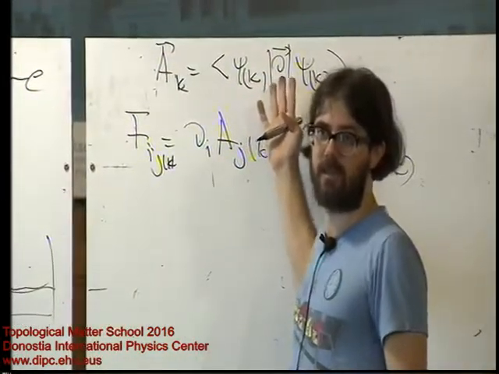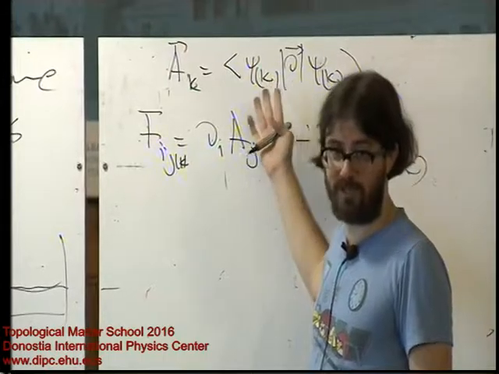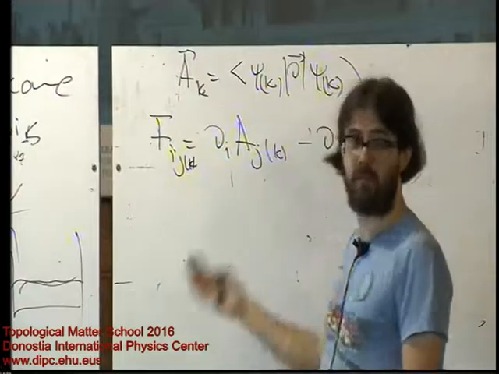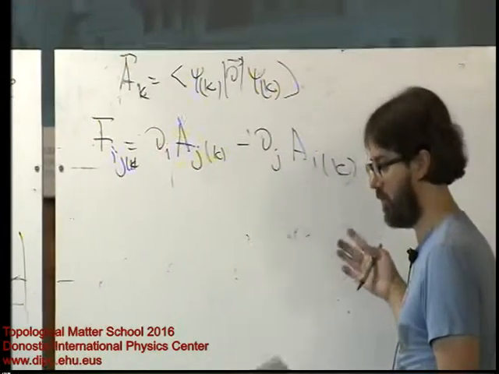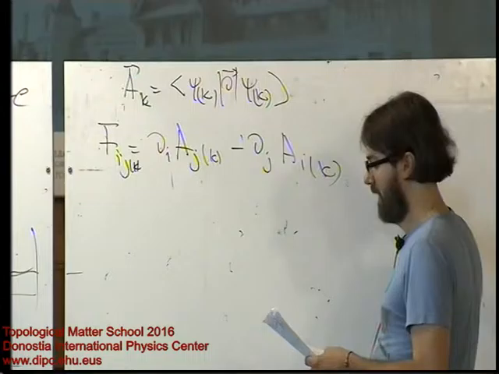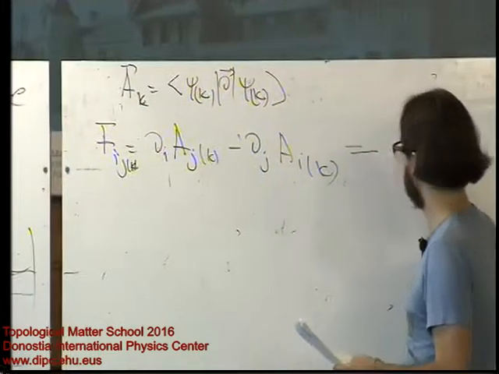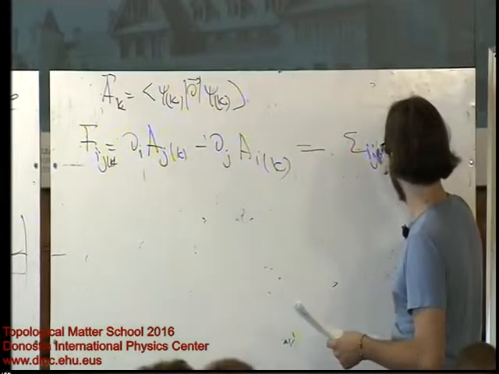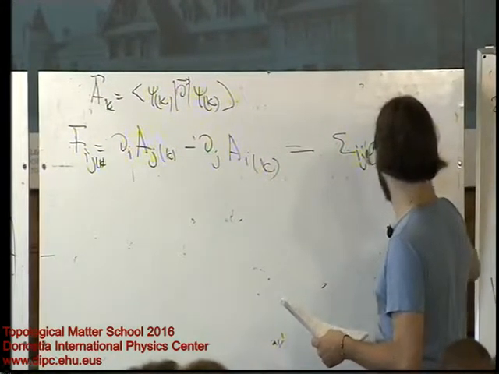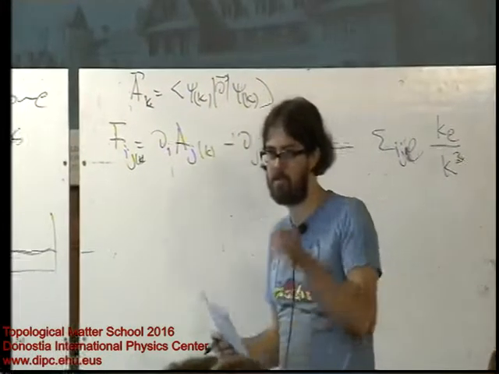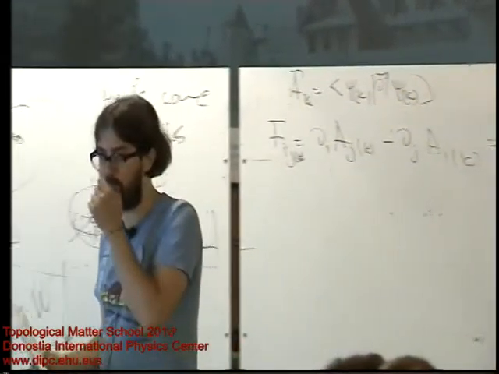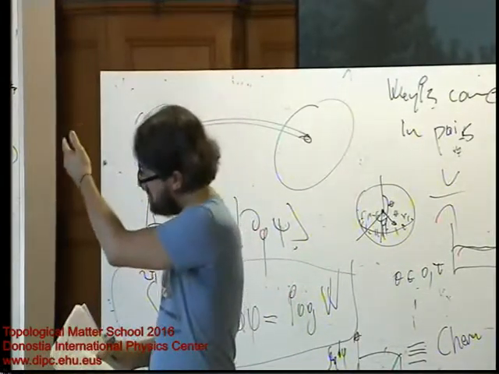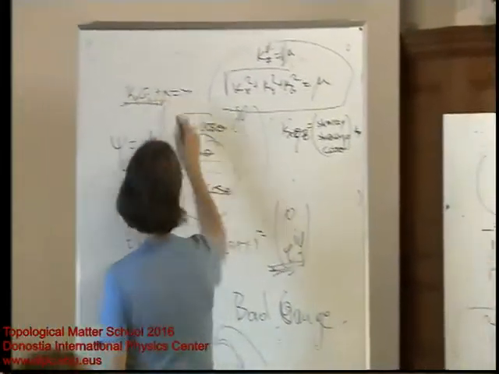This is something that you can plug into Mathematica and do it in 30 seconds. You just plug in that matrix, you say diagonalize, you get one of the eigenstates. You take derivatives, and you're done. Mathematica will do it for you. And you'll find out that this is epsilon ijk, ijl, kl over k cubed. Okay? That's what you'll find. We don't need to go through it, but as an exercise, just plug in the Hamiltonian and do this. Okay?